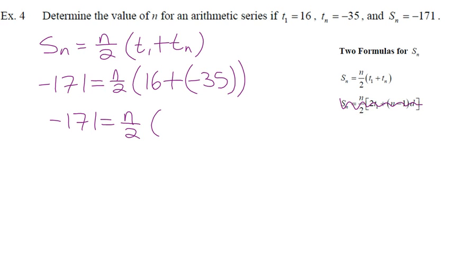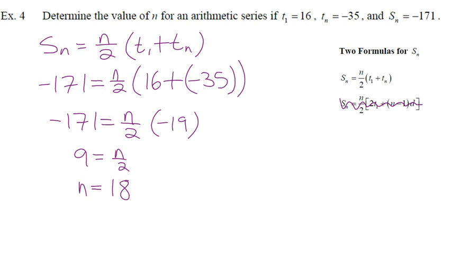Okay, so this is the formula we're going to use, right? S sub n equals n over 2 times (T1 plus Tn), because that's what we've got. We've got to figure out n. We know S sub n. We don't know n, but we know T1 and Tn. This is negative 19, so I'm going to divide both sides by negative 19. What's negative 171 divided by negative 19? 9. Okay, so 9 is n over 2, and n is 18.